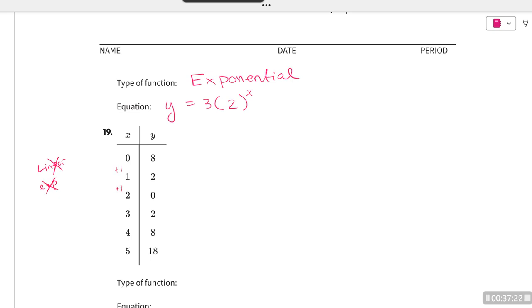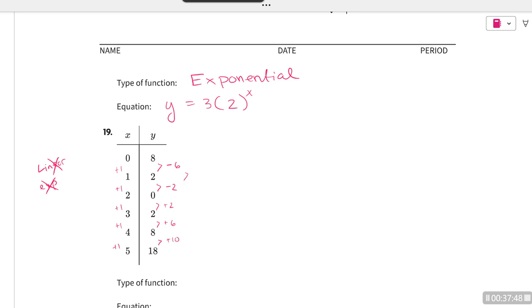And again, I should always point out our x's are increasing by 1. So exponential, let's see, this first difference is, like we said, we're decreasing by 6. Here we're decreasing by 2. Here we're now increasing by 2. And we're increasing by 6. And we're increasing by 10.